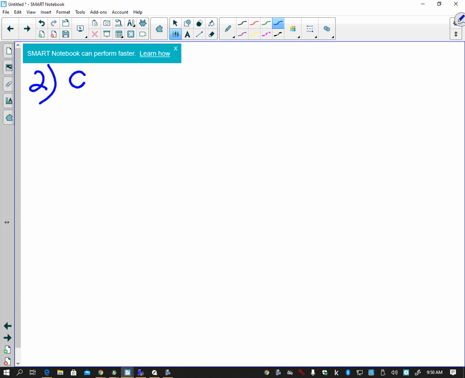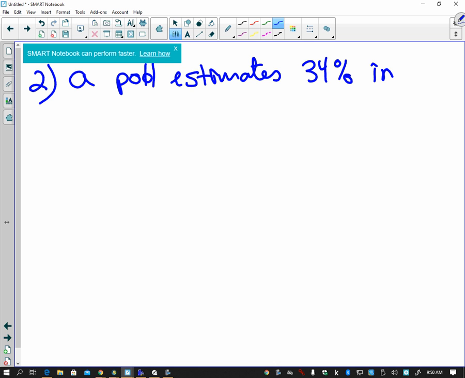We have a poll. Okay, poll estimates, let's say 34%. Okay, poll estimates that 34% of likely voters are in favor, in favor of something. Okay, they're in favor of additional restrictions on teenage drivers. The poll has a margin for error. Okay, so the margin for error.